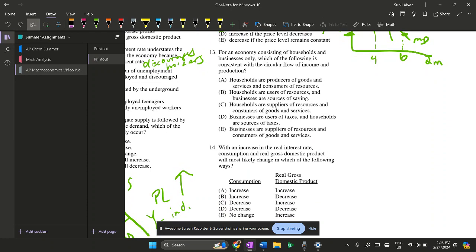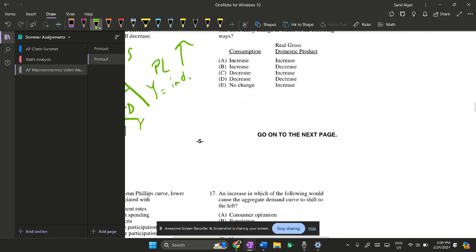Households are producers of goods. That's just not true. Households are users of resources, and businesses are sources of saving. Nope. Households are suppliers of resources, check, and consumers of goods and services. That's 13C, and that one's pretty easy.